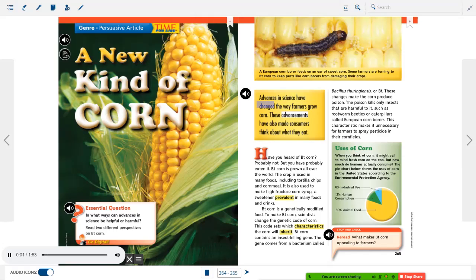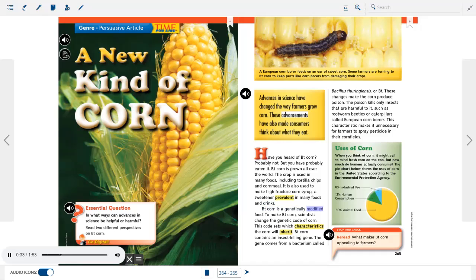Advances in science have changed the way farmers grow corn. These advancements have also made consumers think about what they eat. Have you heard of Bt corn? Probably not, but you have probably eaten it. Bt corn is grown all over the world. The crop is used in many foods, including tortilla chips and cornmeal. It is also used to make high fructose corn syrup, a sweetener prevalent in many foods and drinks.